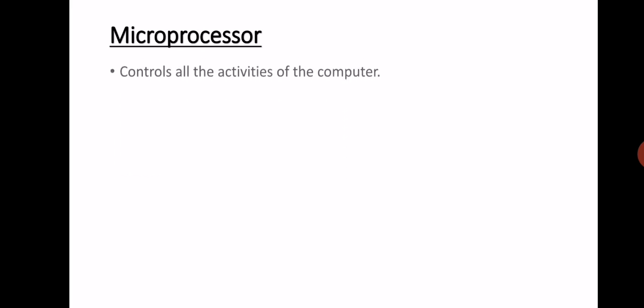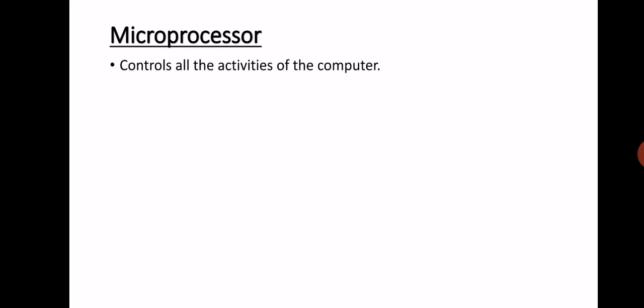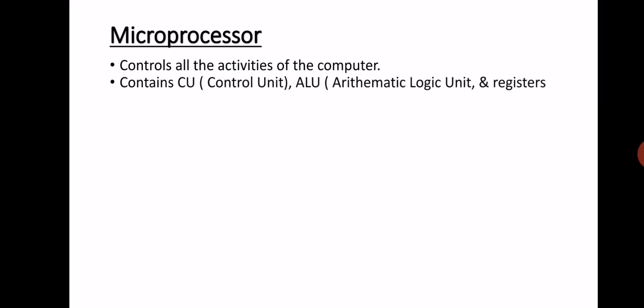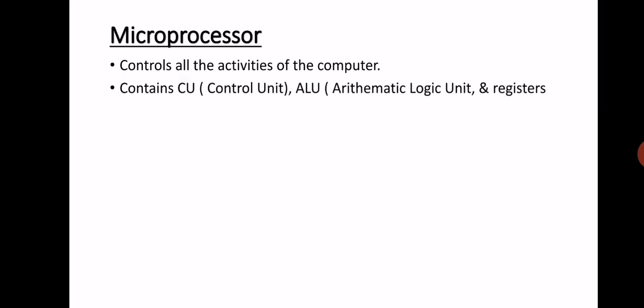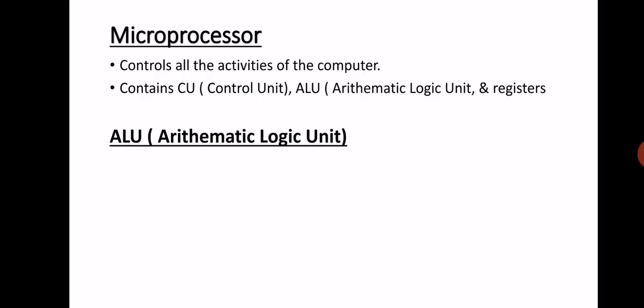Microprocessor. A microprocessor controls all the activities of the computer. Microprocessor contain CU, that is control unit, ALU, that is arithmetic logic unit, and registers. ALU, arithmetic logic unit. Arithmetic logic unit performs all the calculations and comparison.